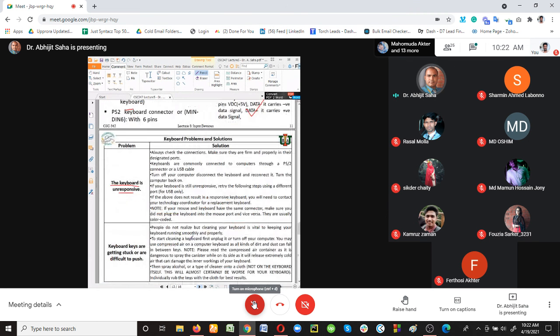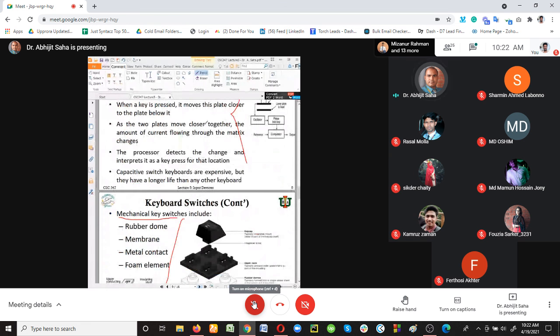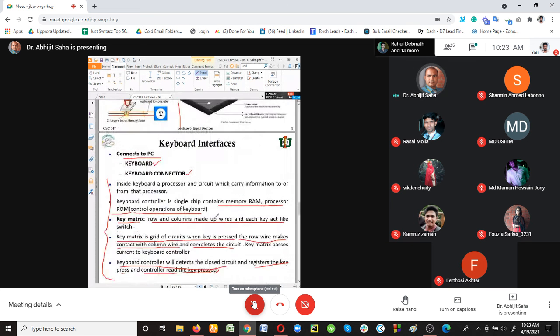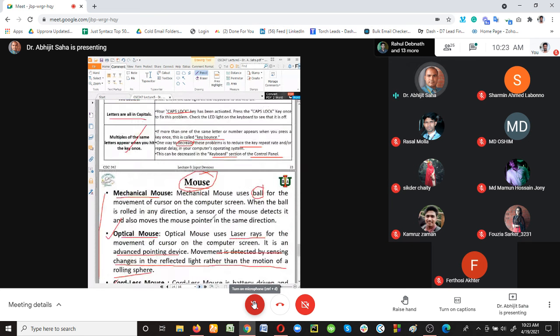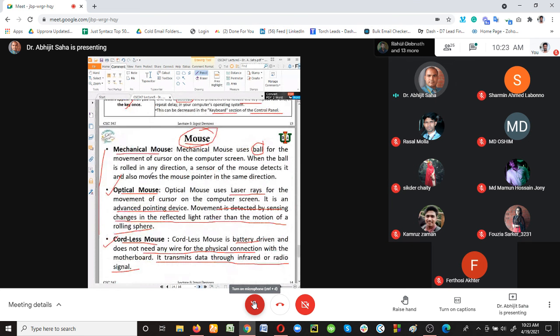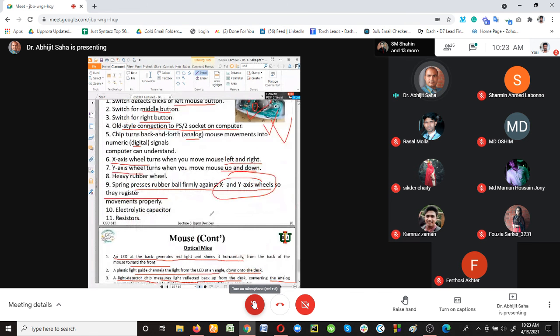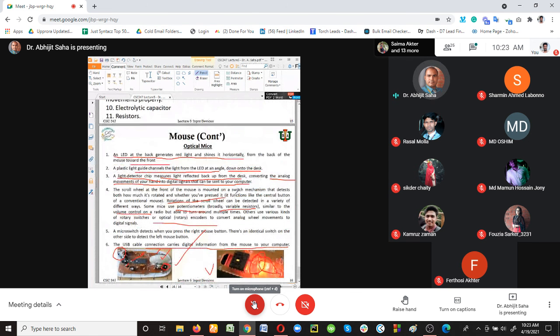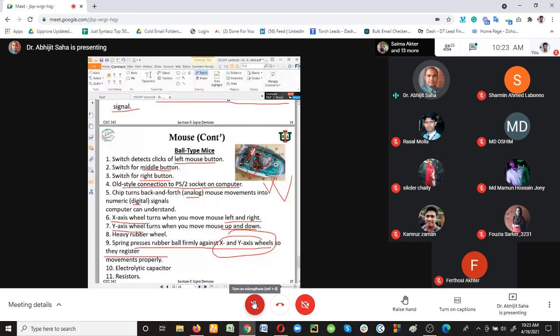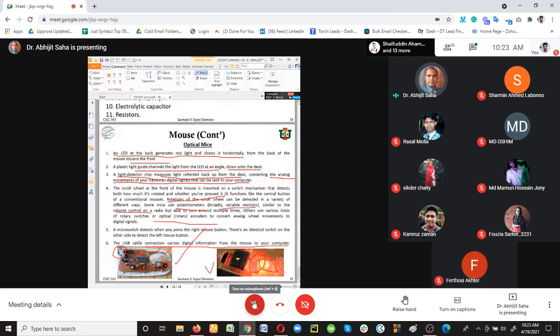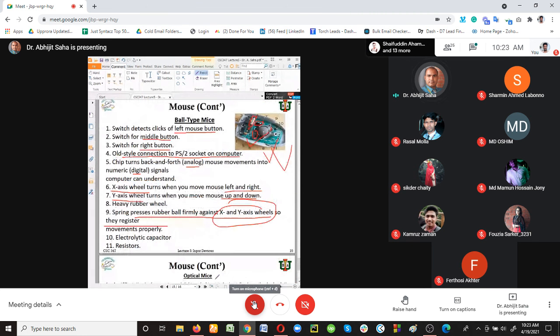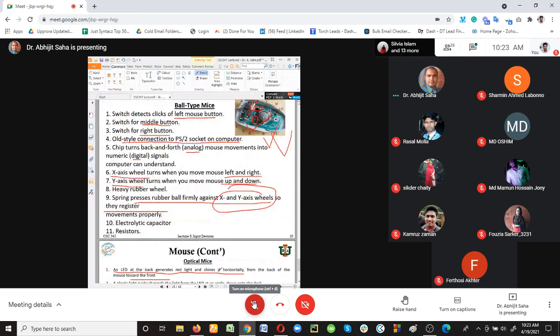So you should study what is inside the keyboard, what components there are, what their functionalities are, and how a keyboard works all together. Similarly, for the mouse, what the types of mouse are, what their working procedures are, what is inside a ball type mouse and what is inside an optical mouse, what components there are, how they work, and what the difference is between the ball type mouse and the optical mouse. Clear?